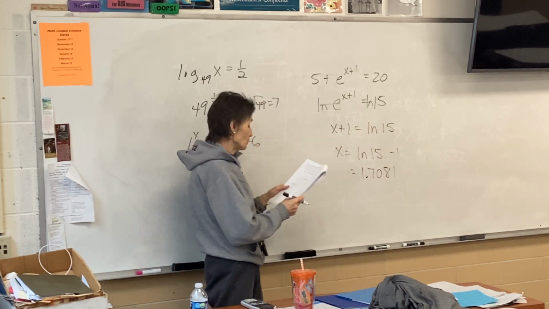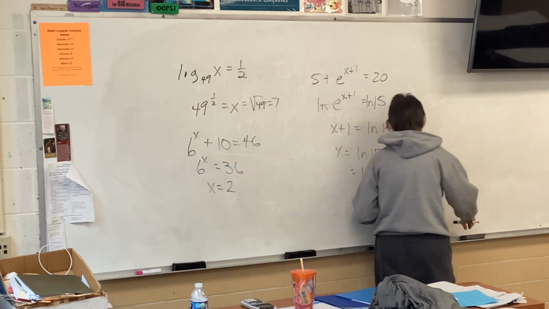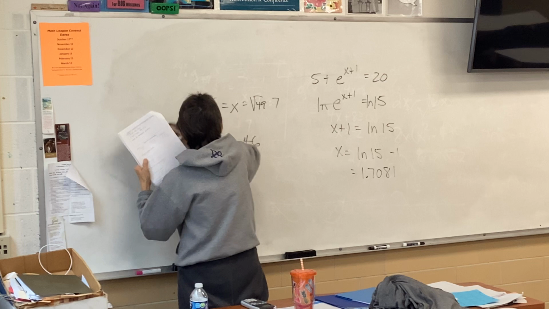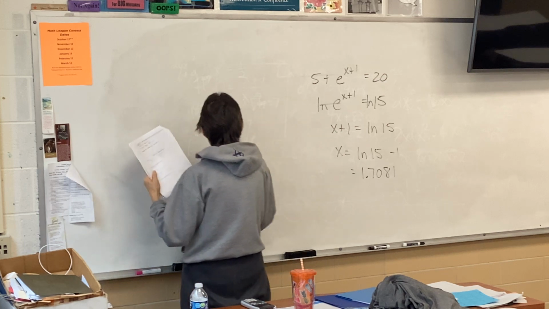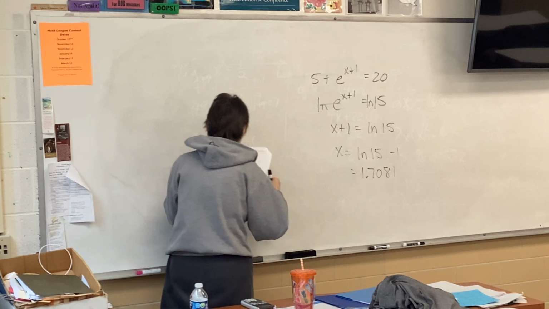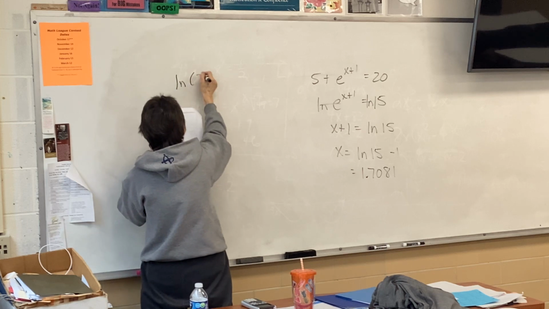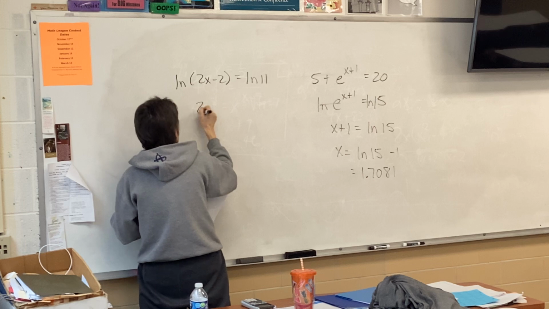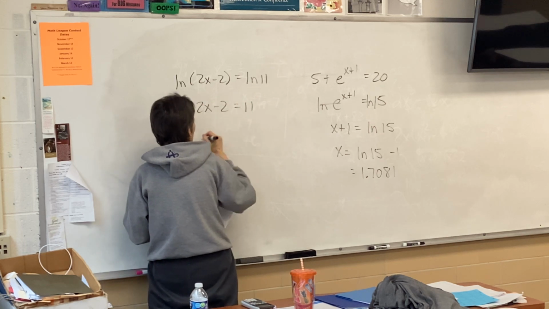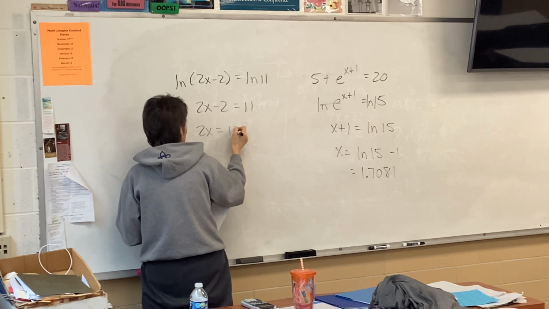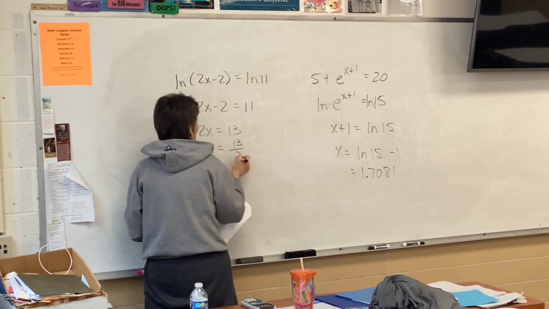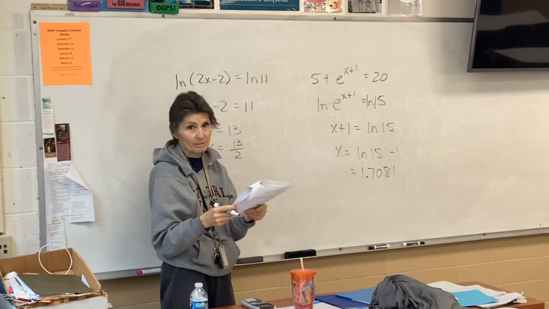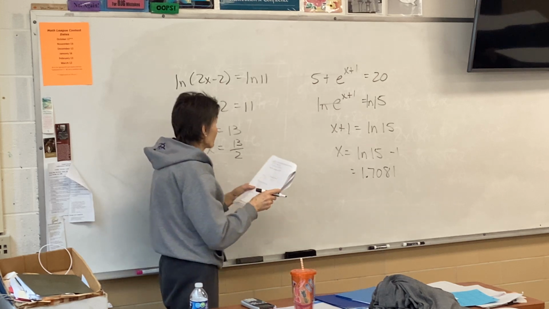All right, number 2. Again, these are review. Number 2, solve this logarithmic equation. Well, we've got a handy dandy log on both sides. So since ln(2x minus 2) equals ln 11, 2x minus 2 must equal 11. 2x equals 13, and x equals 13 halves. Absolutely nothing, no issues there.